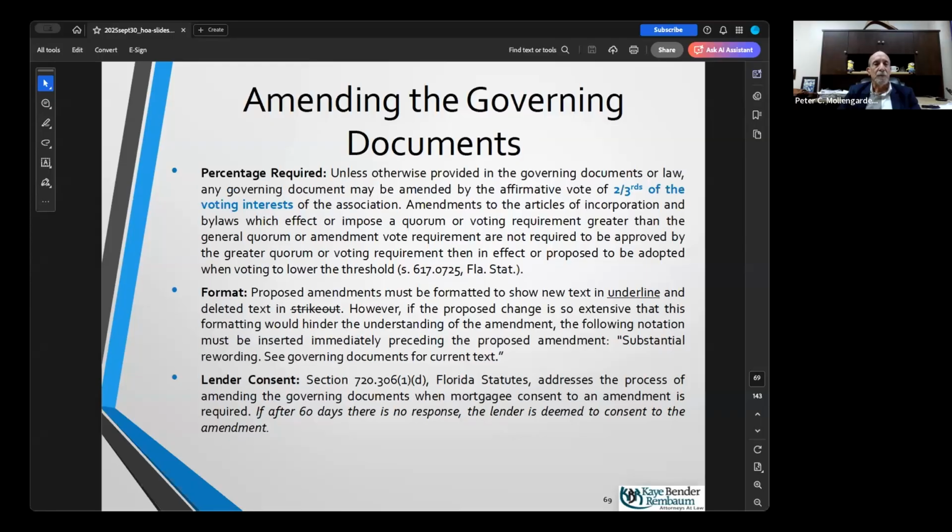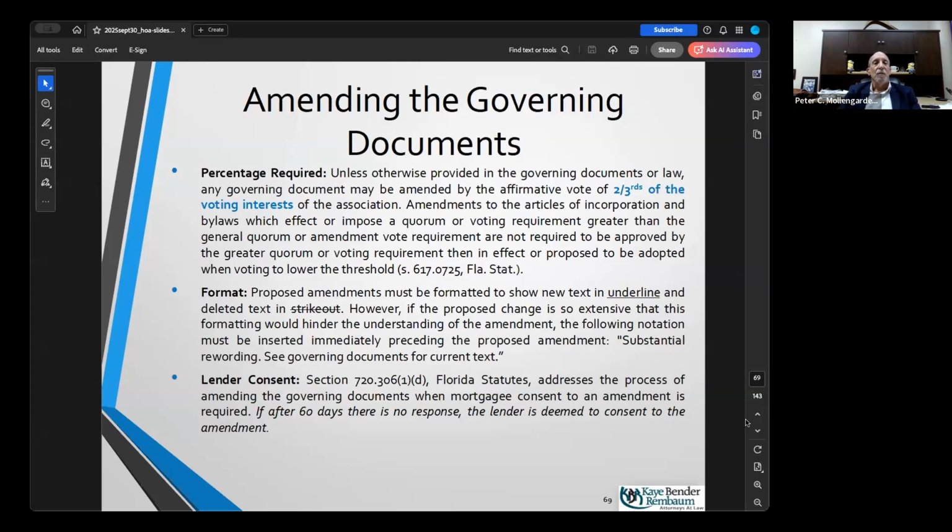Format. Proposed amendments must be formatted to show new text underlined and deleted text in strikeout. Let me go back because I think I said something that might have been misleading. Follow the vote required to amend the document. If you have some specific provisions that might have higher quorum or higher voting requirement, you can still use the regular voting requirement to lower those.